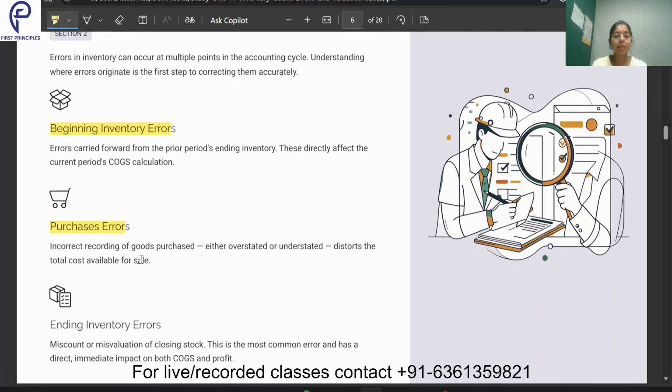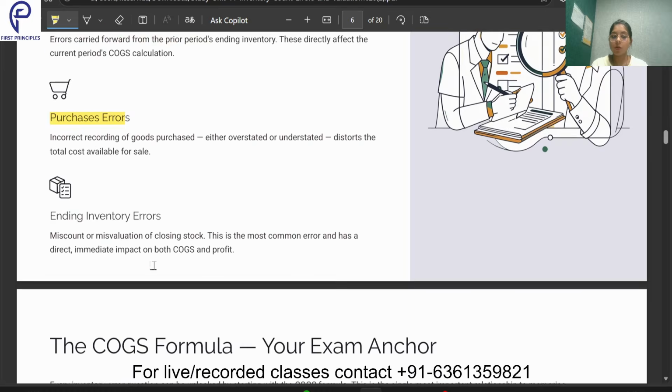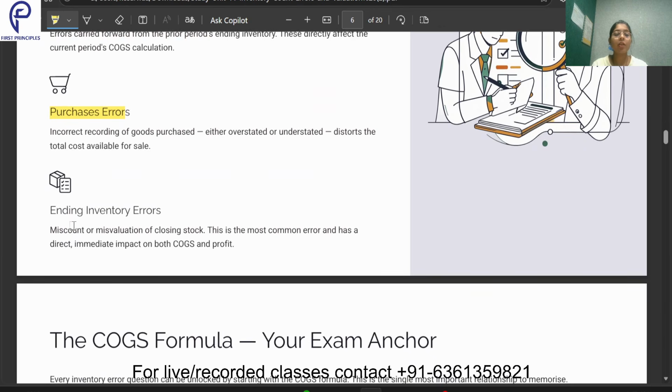That means incorrect recording of goods purchased, either overstated or understated, distorts the total cost available for sale. Now the number of goods which we have purchased, if we are not recording the number of units correctly, it can lead to what? Overstatement or understatement. So that also we need to ensure shouldn't happen. Then ending inventory errors, miscount or misvaluation of closing stock. So this is also what? This is the most common error, and it has a direct immediate impact on both cost of goods sold and profit. Why?